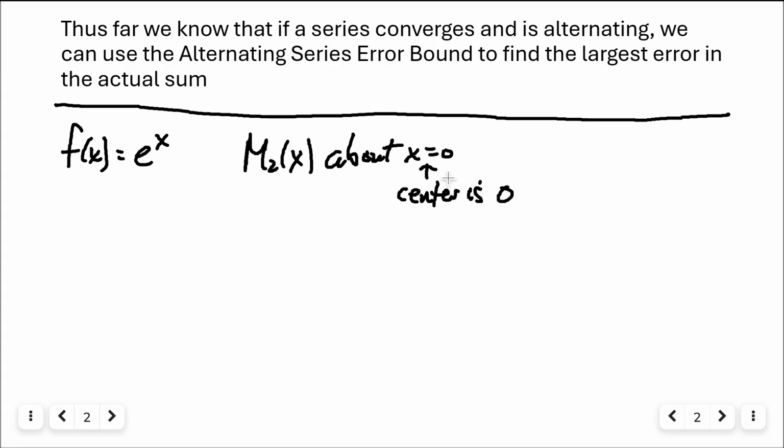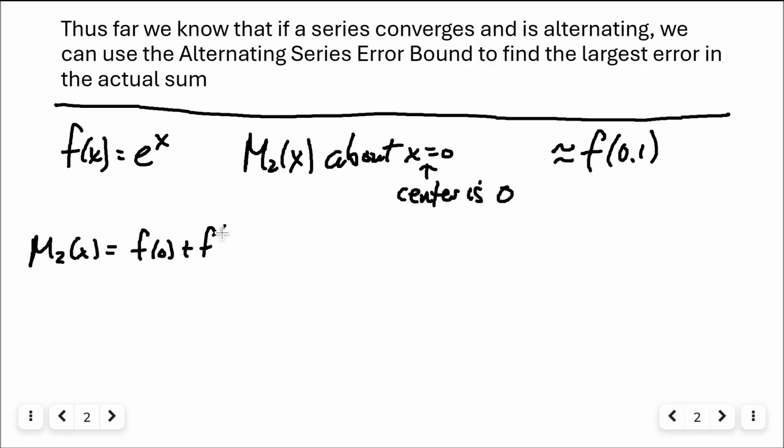The center is 0. And what I want to do is approximate f of 0.1. So could we find the second degree Maclaurin polynomial for e to the x? Well, sure we could. The second degree Maclaurin polynomial would be f of 0 plus f prime of 0 times x minus 0, plus f double prime of 0 over 2 factorial times x minus 0 squared, or x squared. And then we just have to find f of 0, f prime of 0, and f double prime of 0.